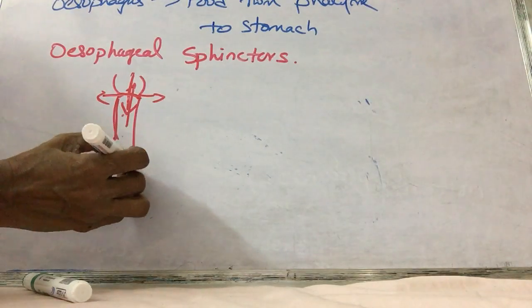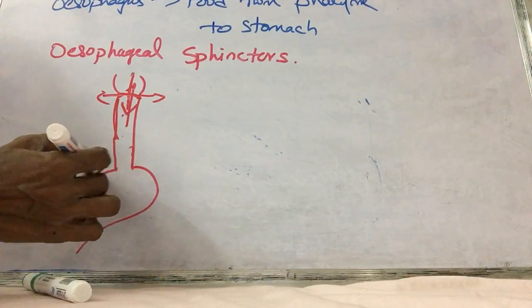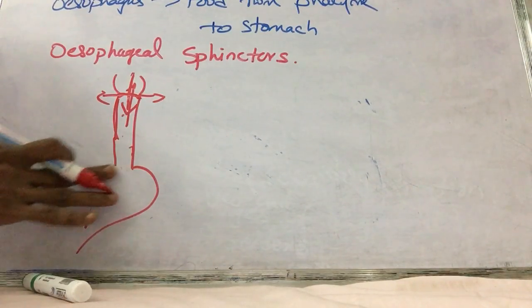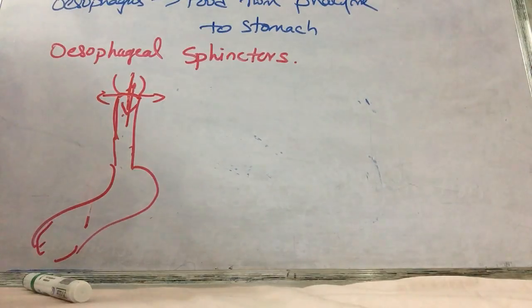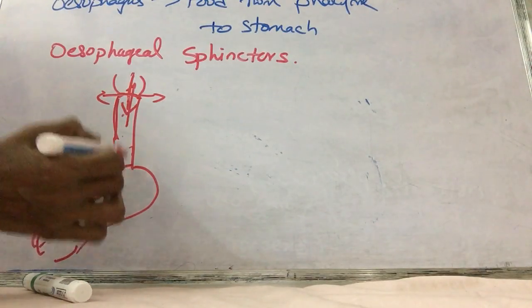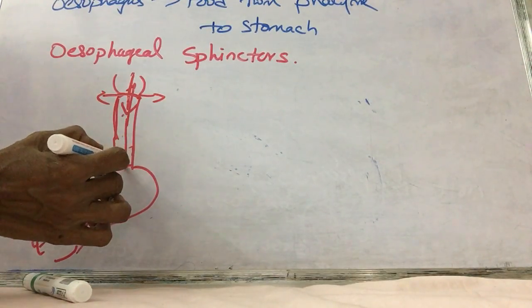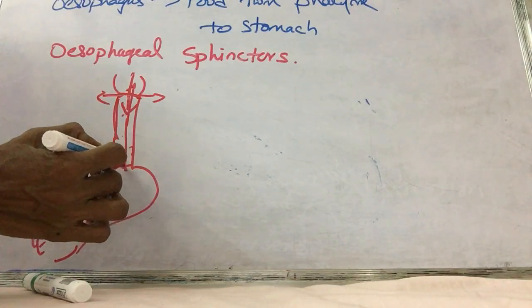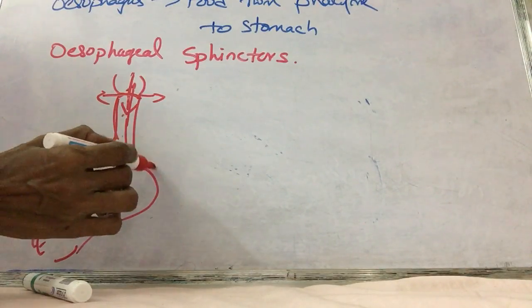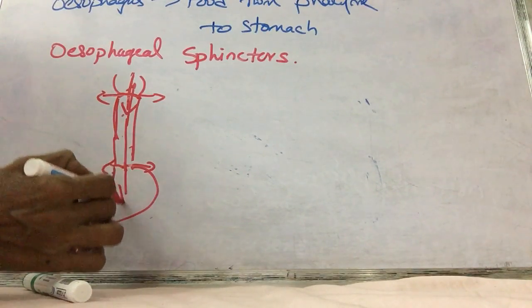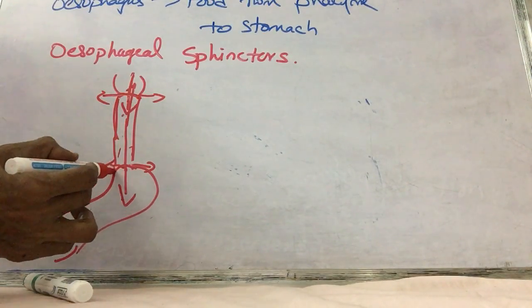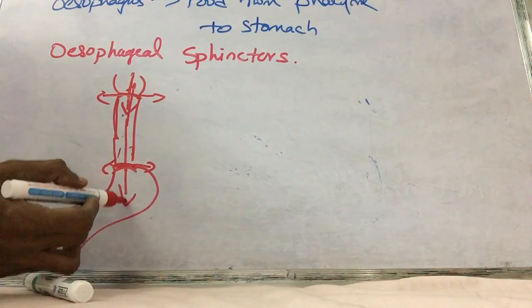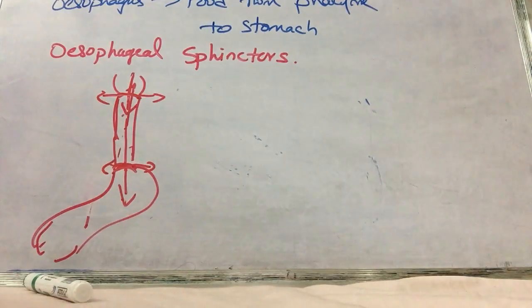Here is the lower esophageal sphincter, which opens into the stomach. This is the lower esophageal sphincter. Once the food reaches the lower esophageal sphincter, it relaxes so that the food will enter into the stomach. Once the food enters into the stomach, again this closes so that the food is not regurgitated back into the esophagus.